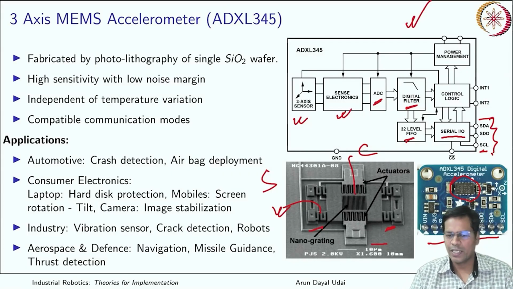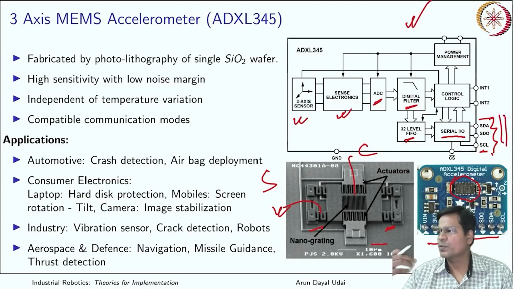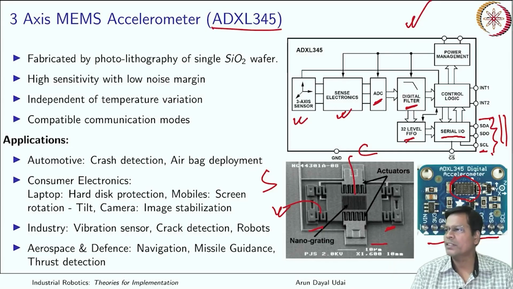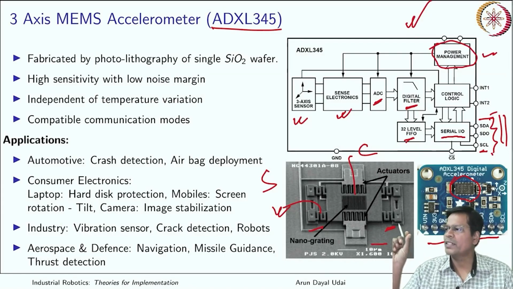This communication can be of various other types, not just I2C. It can just be an analog output that you can take up in your own data acquisition system and read. There are many similar devices which have different conversion inside. Because it is a sensor, there is also a power management circuit which is here. So this is how it works. The whole of this comes in a tiny chip.